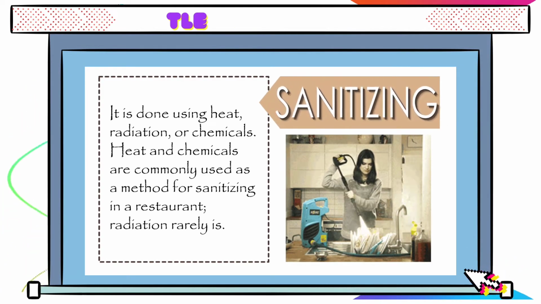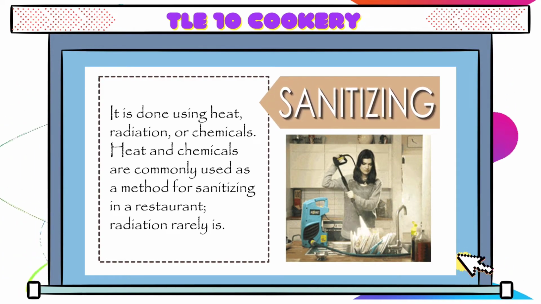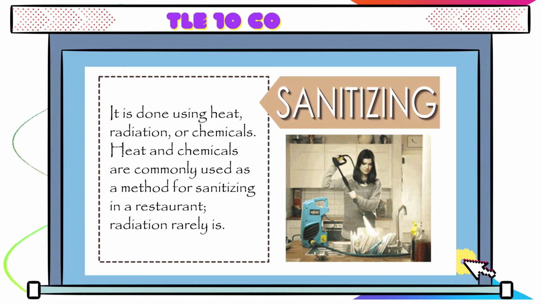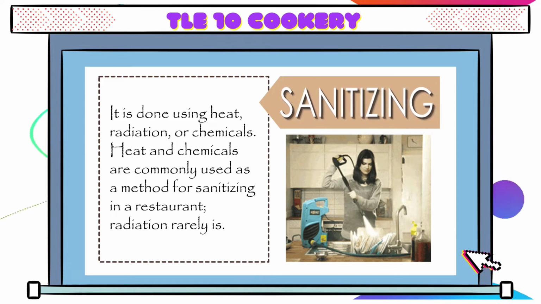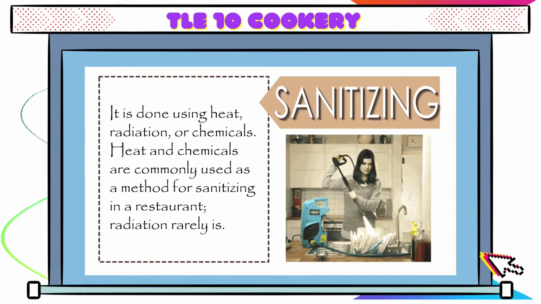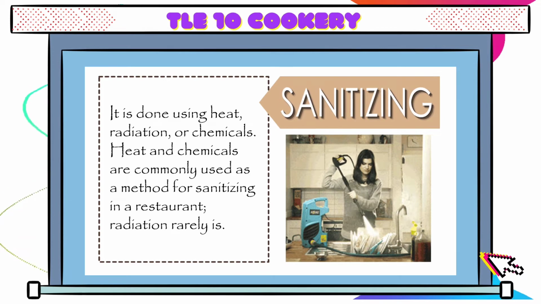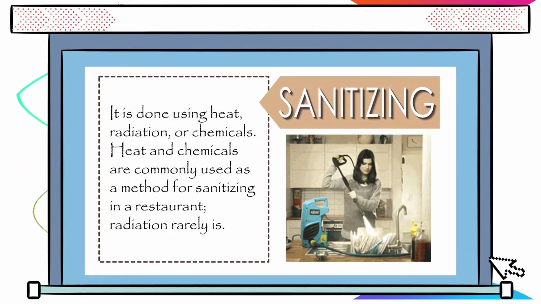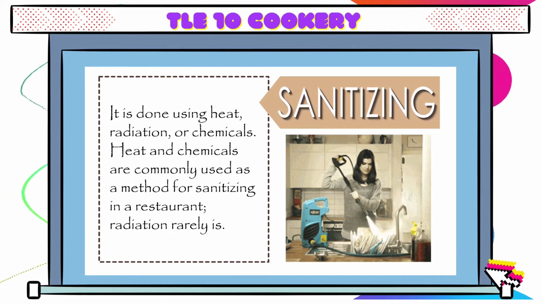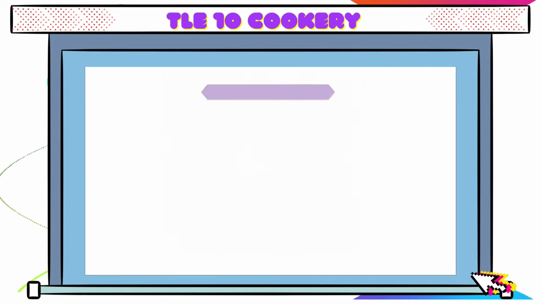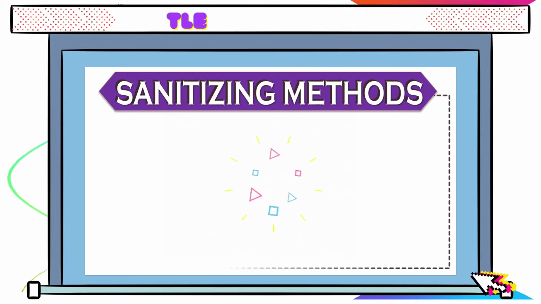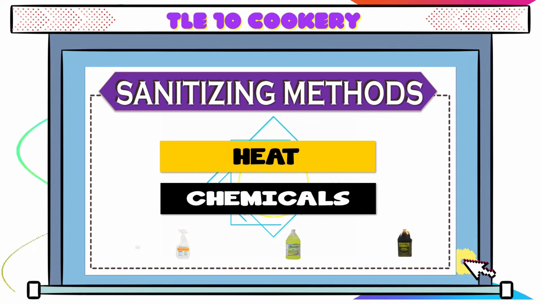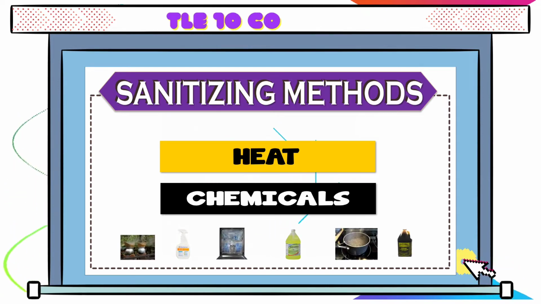To ensure safety after cleaning, the next step should be sanitizing the kitchen tools and premises to kill the bacteria and germs. Sanitizing. It is done using heat, radiation, or chemicals. Heat and chemicals are commonly used as a method for sanitizing in a restaurant. Radiation rarely is. These are the methods in sanitizing. First one, heat. Second one, chemicals.